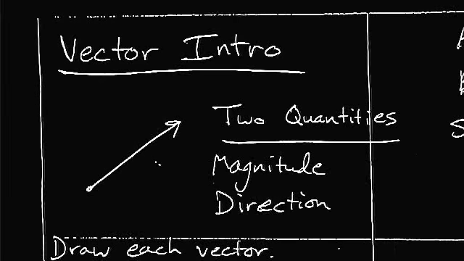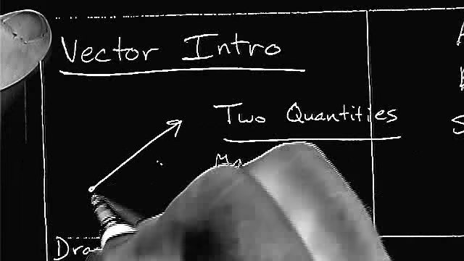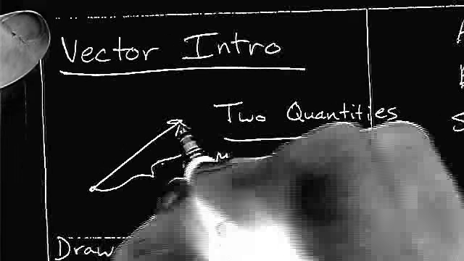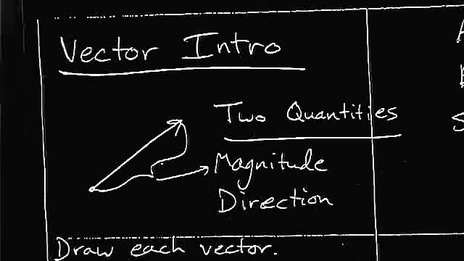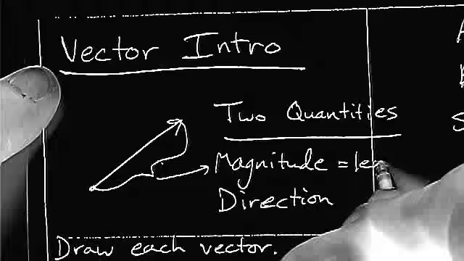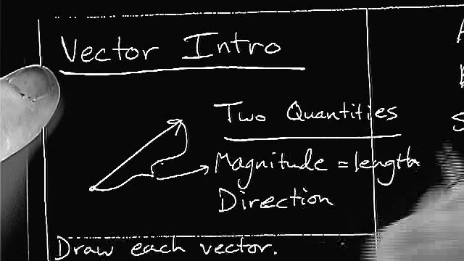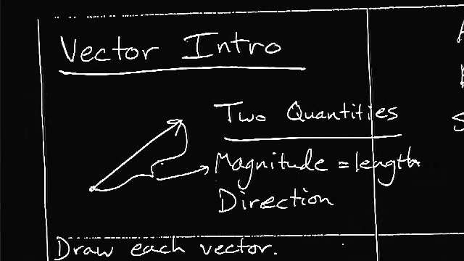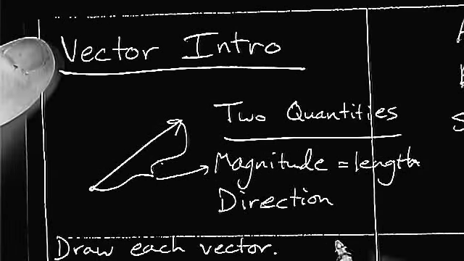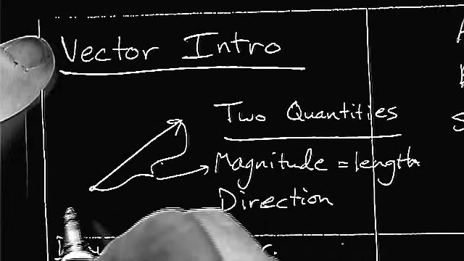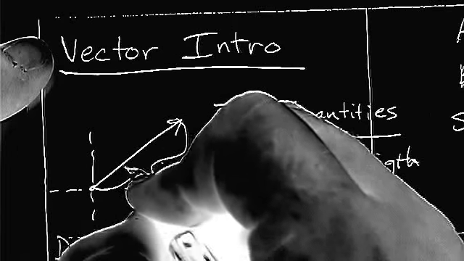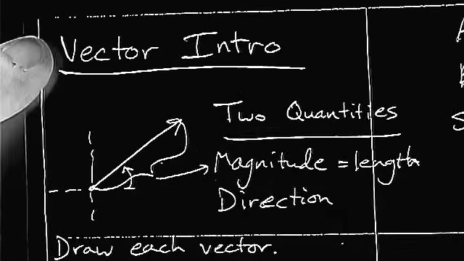Now, magnitude refers to the length of the vector. So length of the vector is magnitude. It's all about the length of the vector. And as we'll find out later, we'll use the Pythagorean theorem to figure that out. And the direction of the vector has everything to do with the angle measurement.